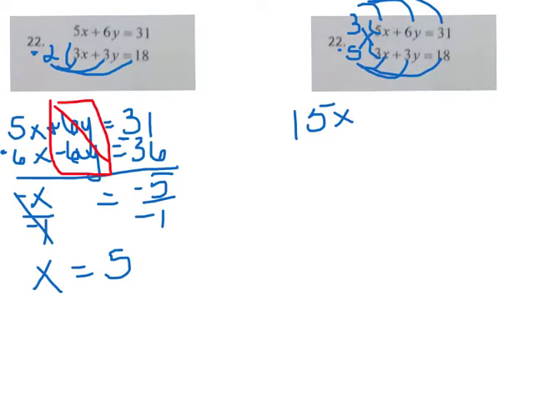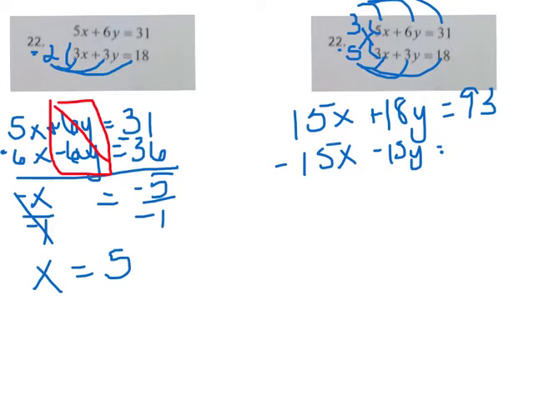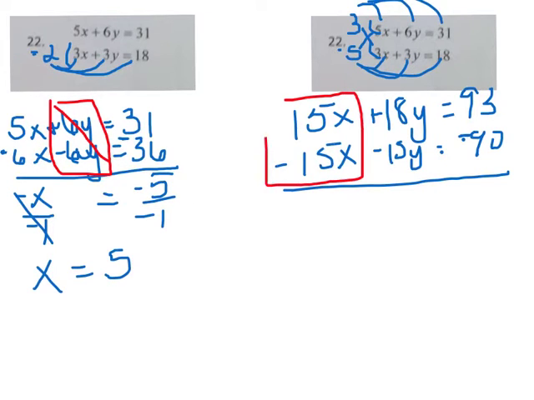15x plus 18y equals 93. And on the bottom you're going to get negative 15x, negative 15y, and you're going to get negative 90. Now you're going to be able to eliminate your x's. Notice your numbers are much bigger.